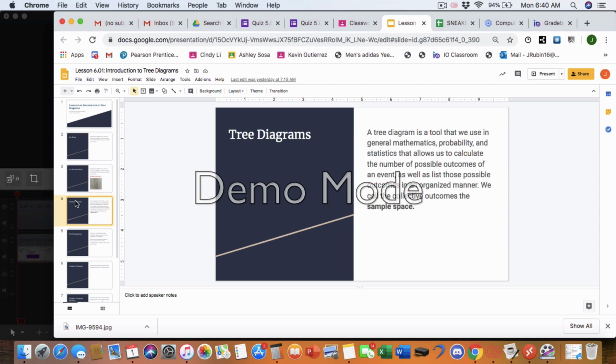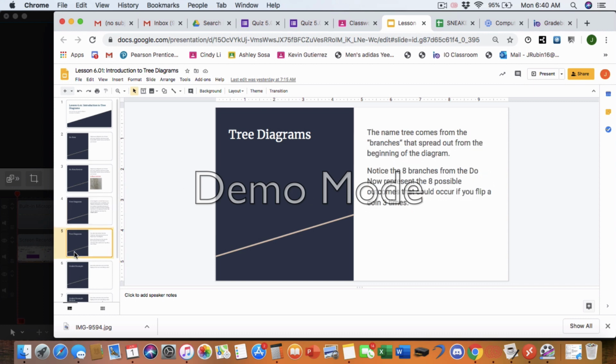So tree diagrams, they are a tool that we use. We use them in general mathematics, right? But you see it a lot more commonly in probability. It allows us to calculate the number of possible outcomes of an event as well as list these possible outcomes in an organized manner. We call the collective outcomes, right? So all of those 8 outcomes from the do now, we call those the sample space.